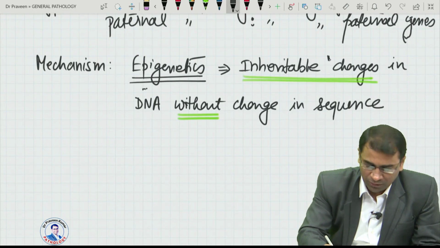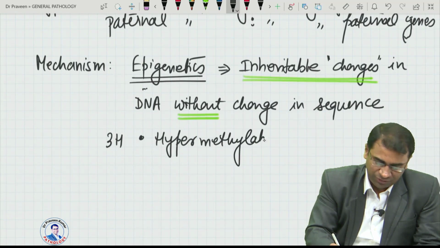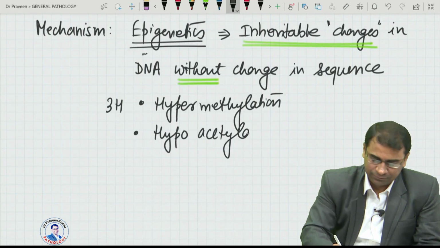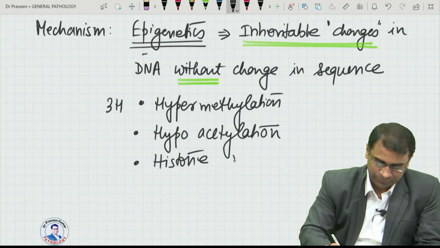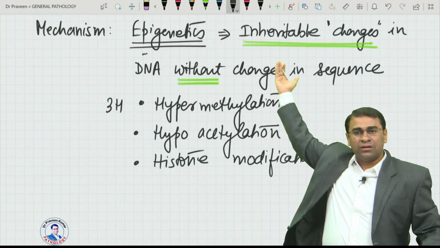Let's see what the changes are. The three changes, 3H. First change is hypermethylation of a gene. Second change is hypoacetylation. And the third change is histone modification. So basically, these 3H can change the DNA but will not change the sequence.